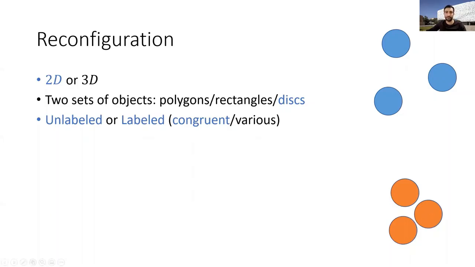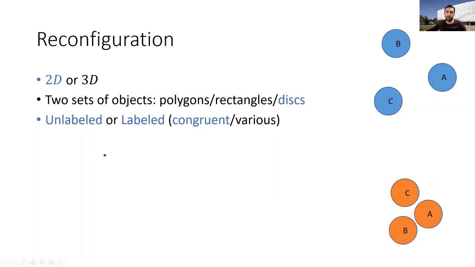In the labeled version, each start disk is assigned in advance to a single target disk of the same radius, and eventually has to move there. Some works consider disks with various diameters, but in our work, we consider congruent disks also for the labeled version. So they are distinguishable only by their labels and not by their size.